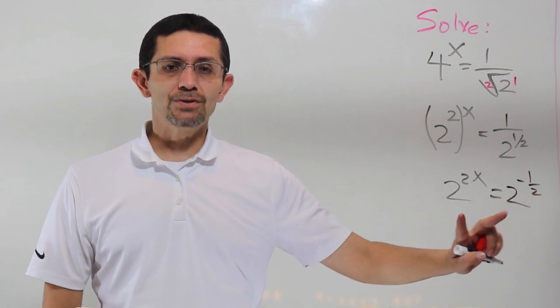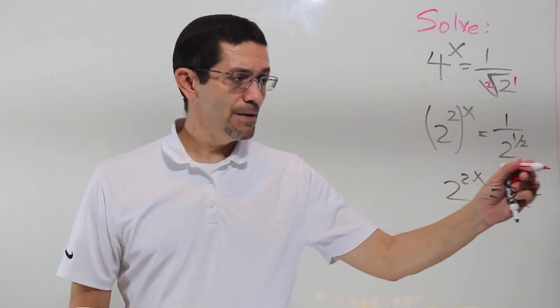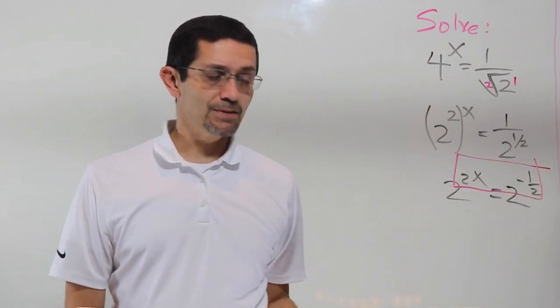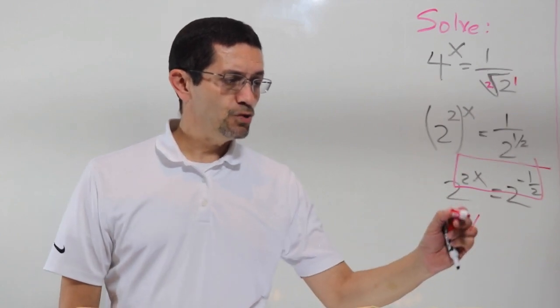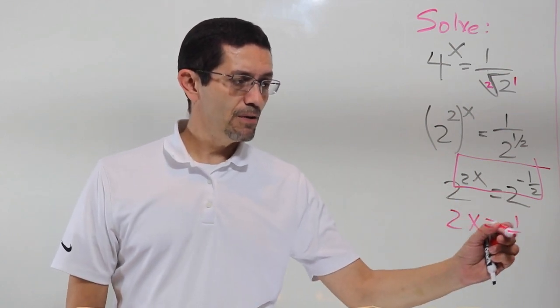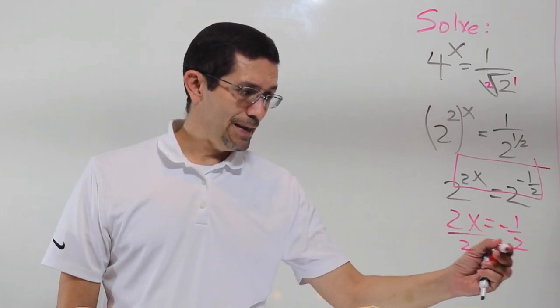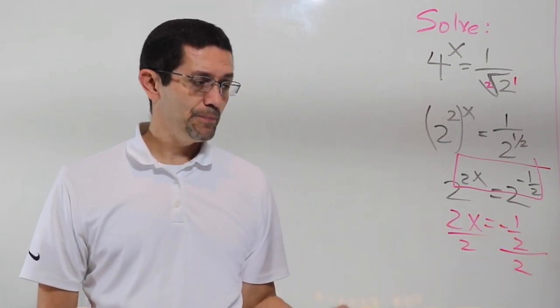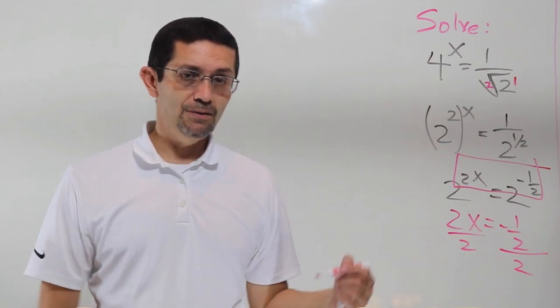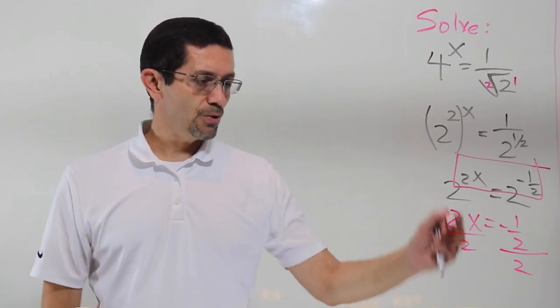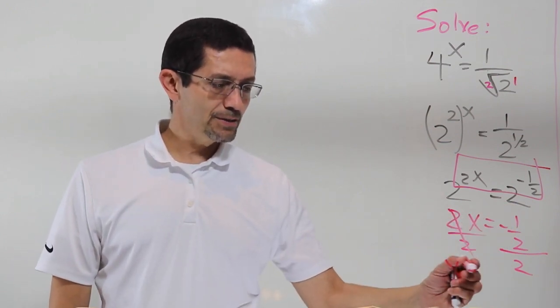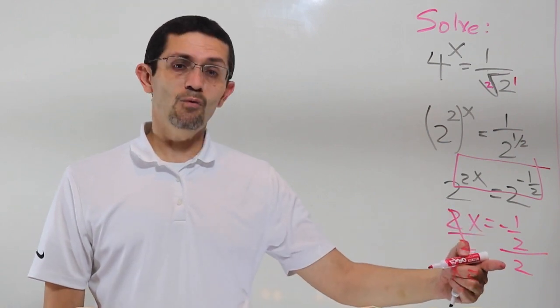Now my bases are the same. If the bases are the same, exponents are the same. Therefore, I have 2x equals negative 1 half, and the whole thing divided by 2. Okay, this is a tricky one because you need to do the reciprocal. So 2's cancel, x equals negative 1 half over 2.